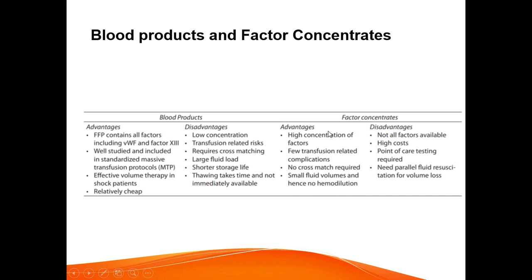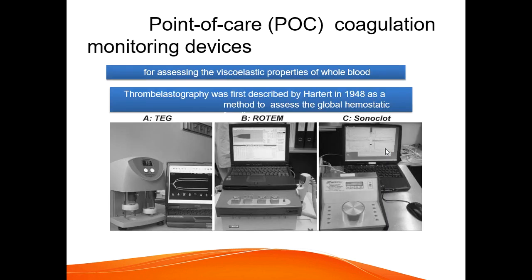The factor concentrate, the advantages are it has high concentration of the factors, few complications related to transfusions, no cross matching required, and you need to give a small volume. However, the disadvantage I told you, it does not have fibrinogen and factor 12, so you may still have to give blood products. Cost is very high and it requires parallel fluid resuscitation if a patient is hypovolemic.